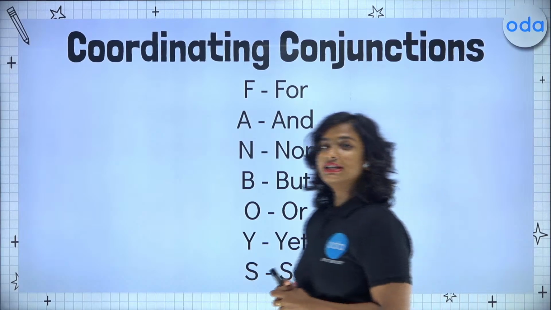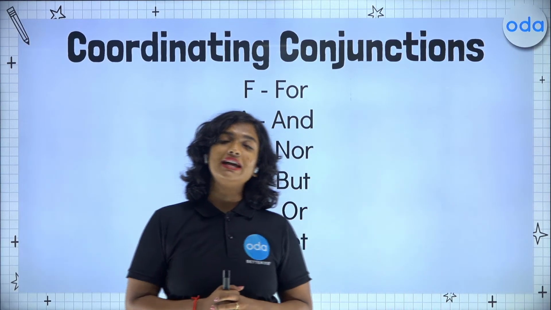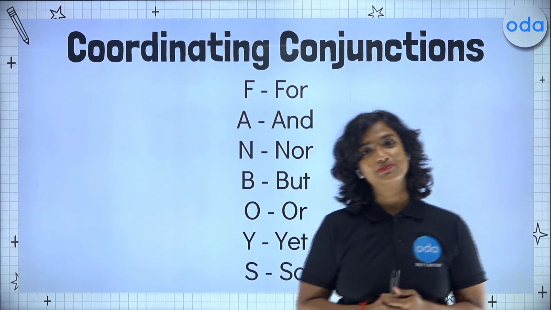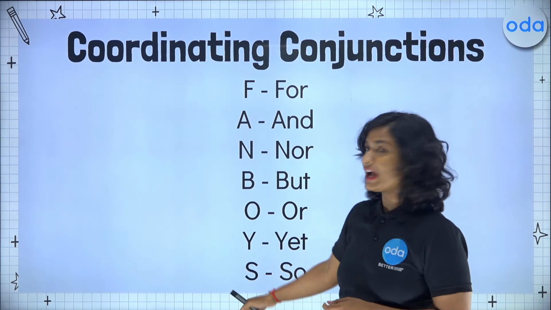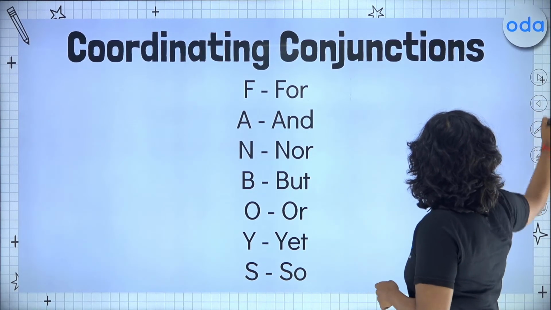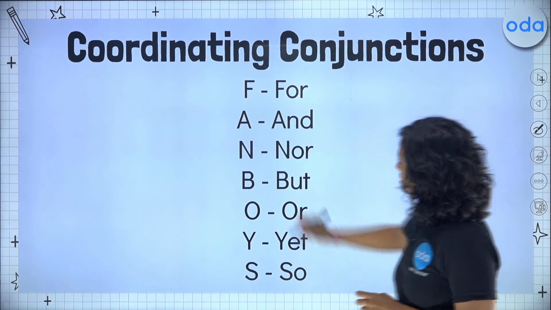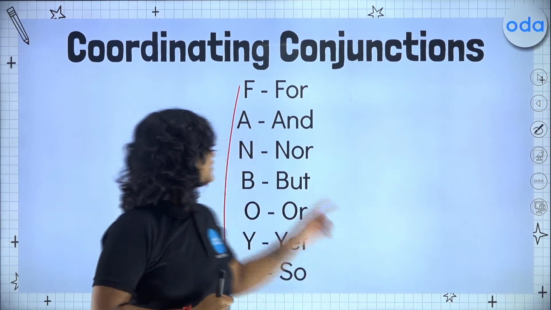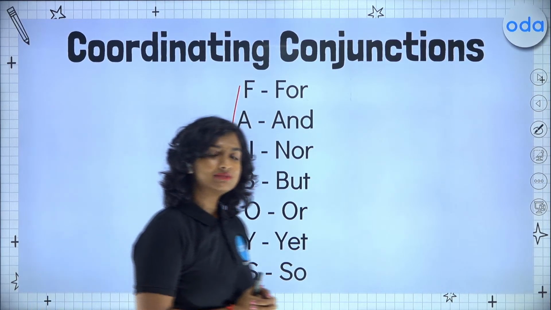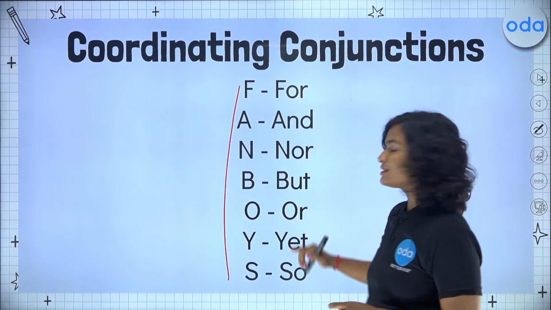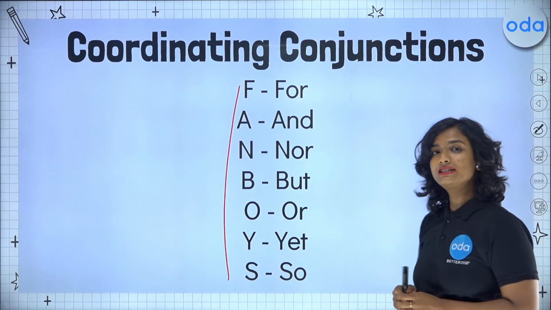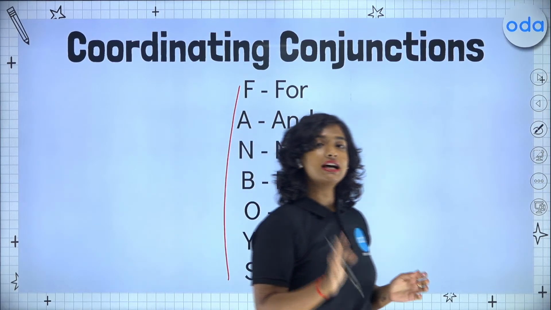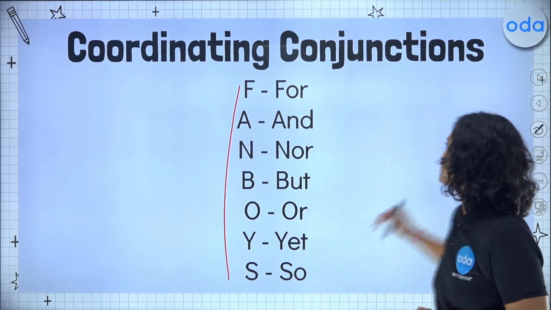Starting off with coordinating conjunctions, I am going to give you a very easy mnemonic that will help you remember all seven of these coordinating conjunctions. Our mnemonic is called FANBOYS. There are only seven coordinating conjunctions, and this mnemonic will help you remember all of them. Right? We have for, and, nor, but, or, yet, and so. Now, don't get scared by looking at this long list. We are going to dive into each of these one after the other.